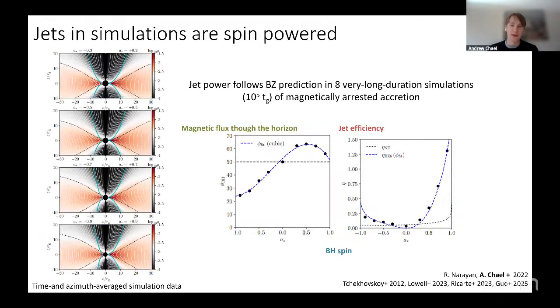This slide is just basically showing that the jets from simulations do indeed obey the prediction from Blandford-Znajek about where they're getting their power. They can produce more outflowing energy than goes into them, by extracting the black hole spin energy.